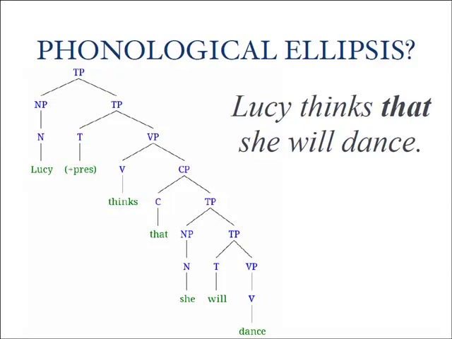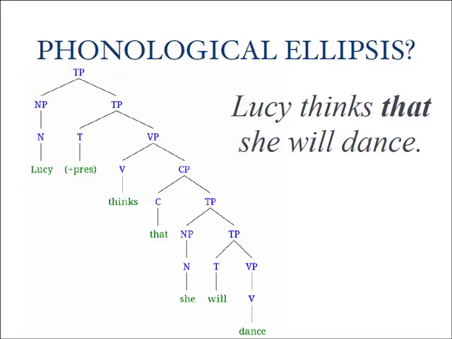Right, are you with me so far? It's okay? Okay, good. So this idea of phonological ellipsis is basically a way of saying something that's there in the syntactic structure but is not being pronounced. So don't get too panicked about the syntax tree.